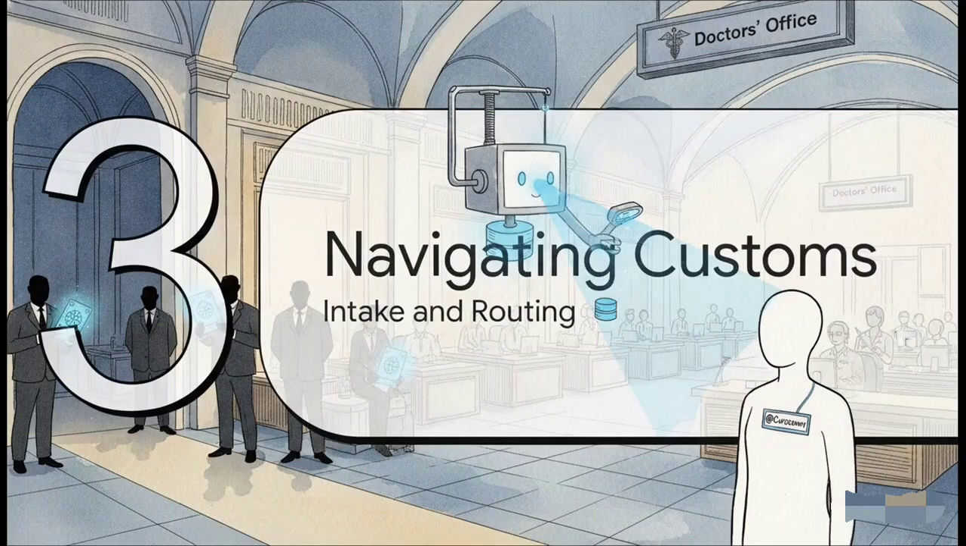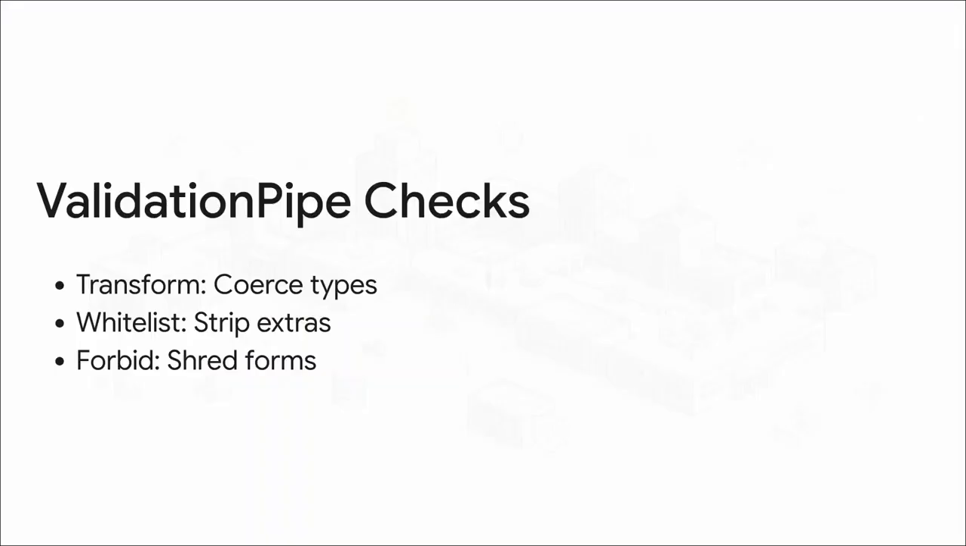Now enter Section 3, Navigating the Customs Hall. Let's talk about intake and routing. So our patient has made it past the bouncers with a mathematically verified passport. A slick little machine called the @current-user decorator scans their name tag so the system knows exactly who they are. But before they can go back and see a doctor, they must enter the customs hall. Here, the patient is handed an intake form.